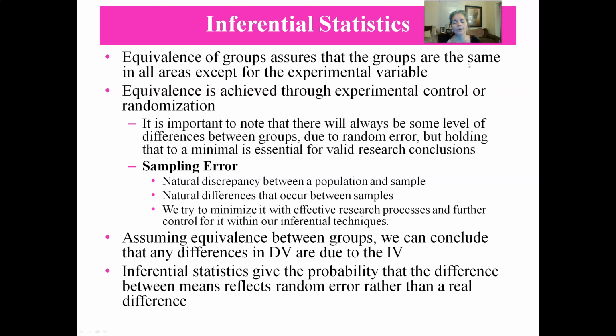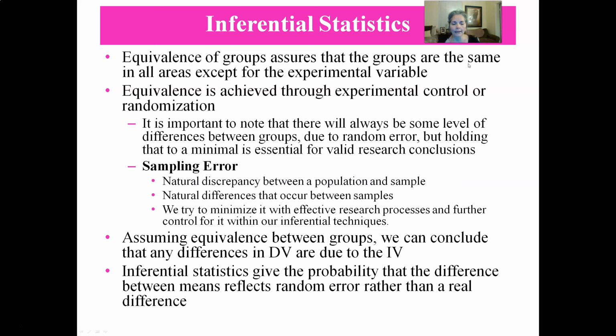So remember, there's always some degree of difference, right? A sample is never going to be exactly equivalent or equal to the corresponding population. It's a reasonable match or estimate, but there's always going to be some difference, and we call that sampling error. It's that natural discrepancy between the population and the sample, and there's a reasonable amount of difference to expect. And so when we're using inferential techniques, we want to know, is the difference beyond that which is reasonable? Is it due to chance, or is it potentially due to our independent variable, right?